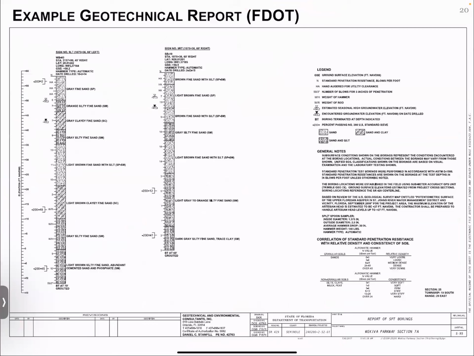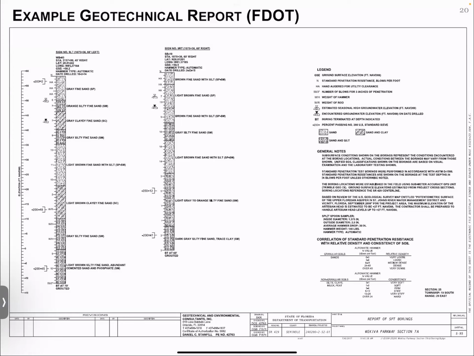Okay, so I wanted to share some examples of actual data from lab reports. This is a geotech report of borings from a roadway project in Orlando, the Wekiva Parkway, which goes through the west side of Orlando. We'll go next week into a little more detail of what these lab reports are and how we get this data. This is the profile view of borings.